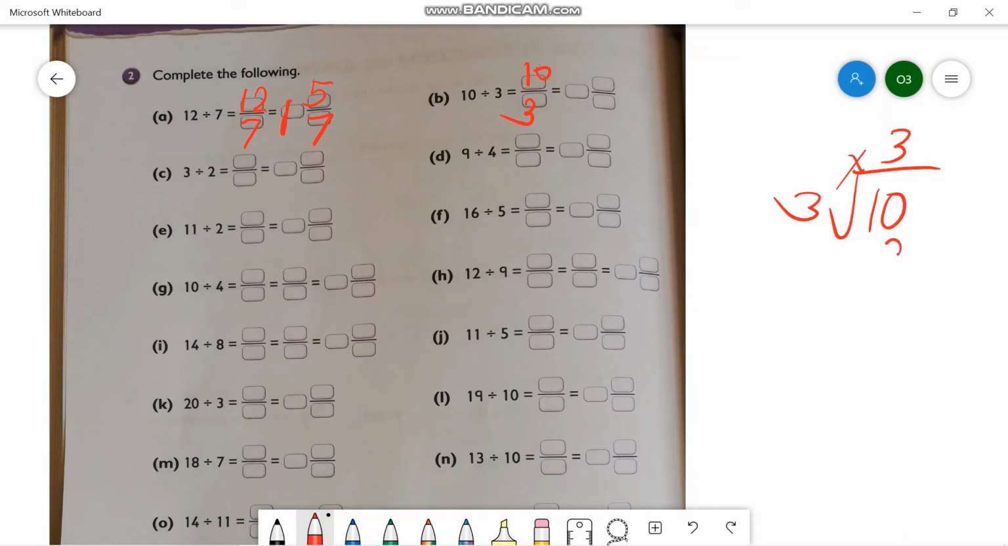So 3 times 3 is 9. 10 minus 9 is equal to 1. So our quotient will be our whole number. Our remainder will be our numerator, and our denominator will be the same. Okay? Last one example. Letter C.